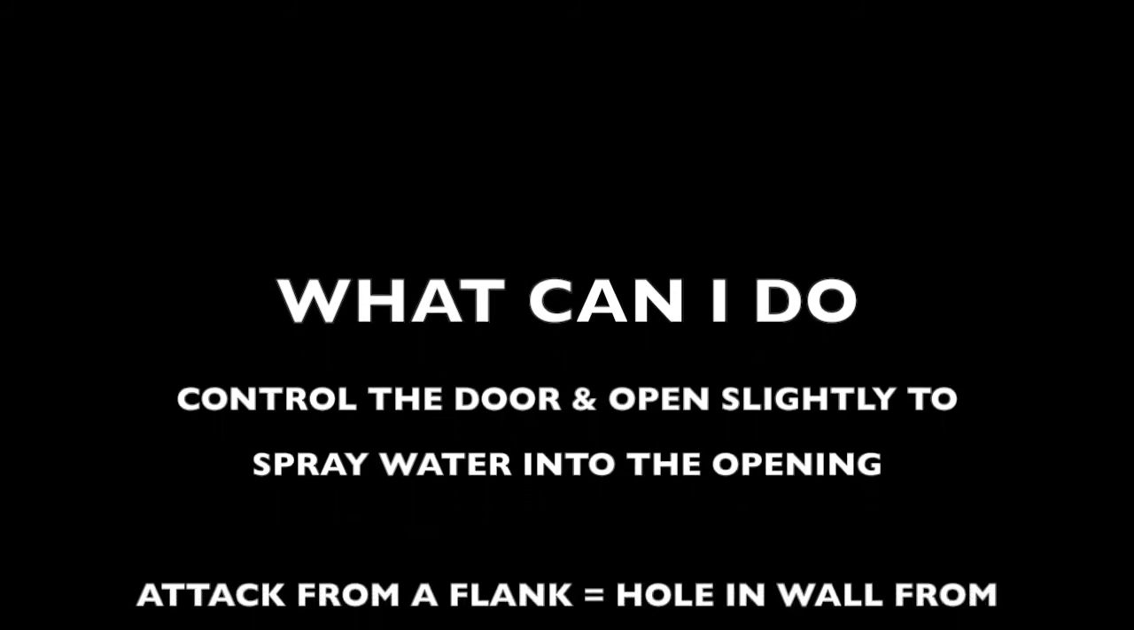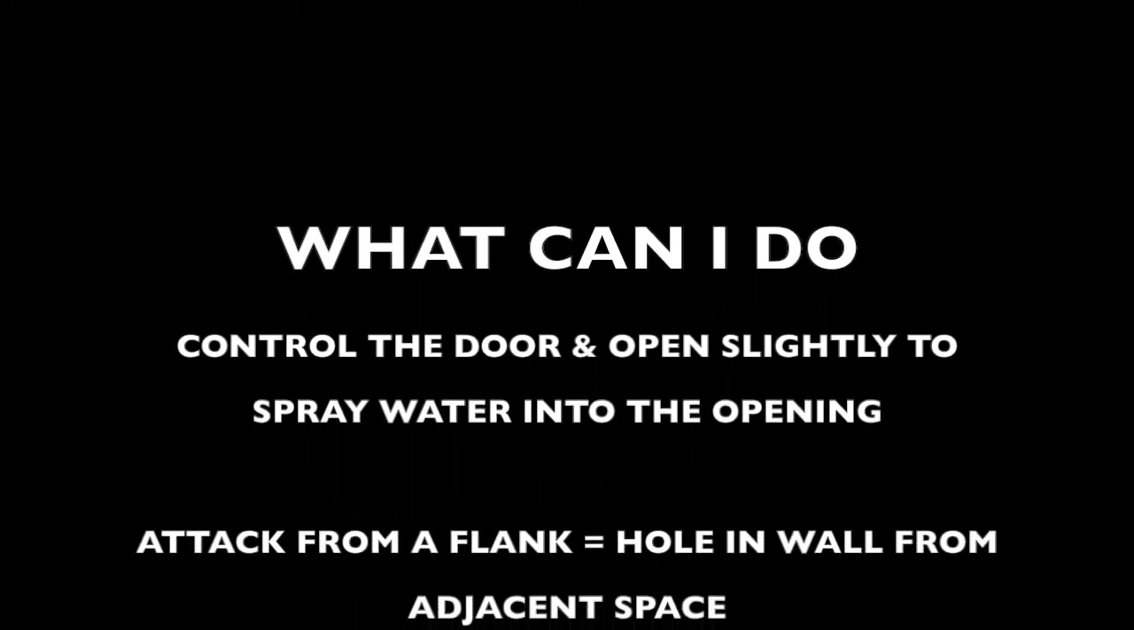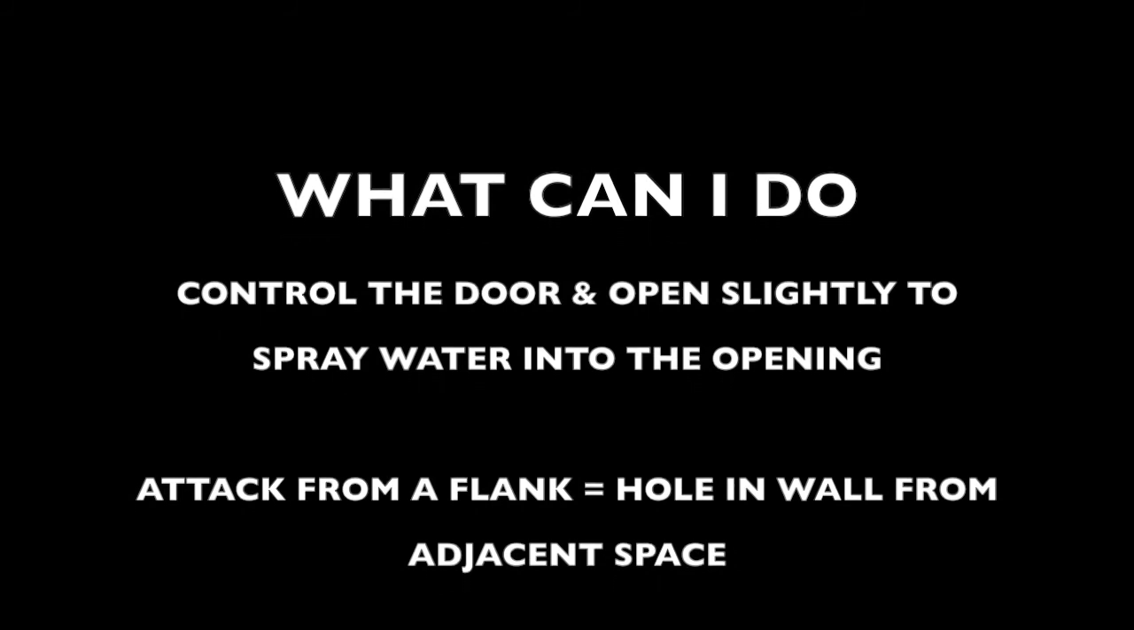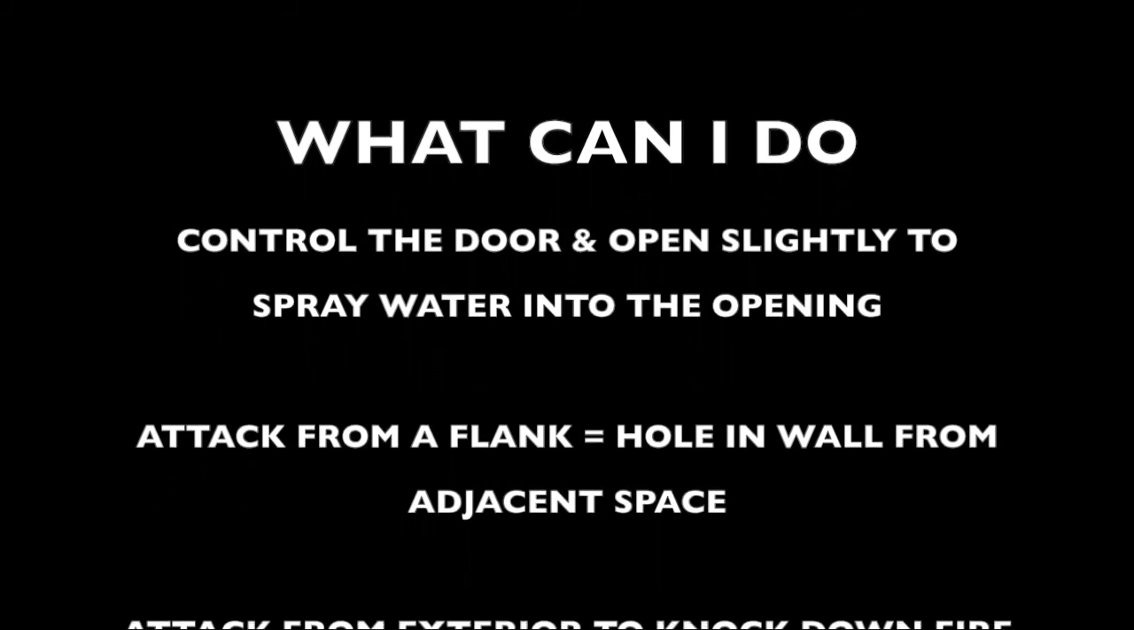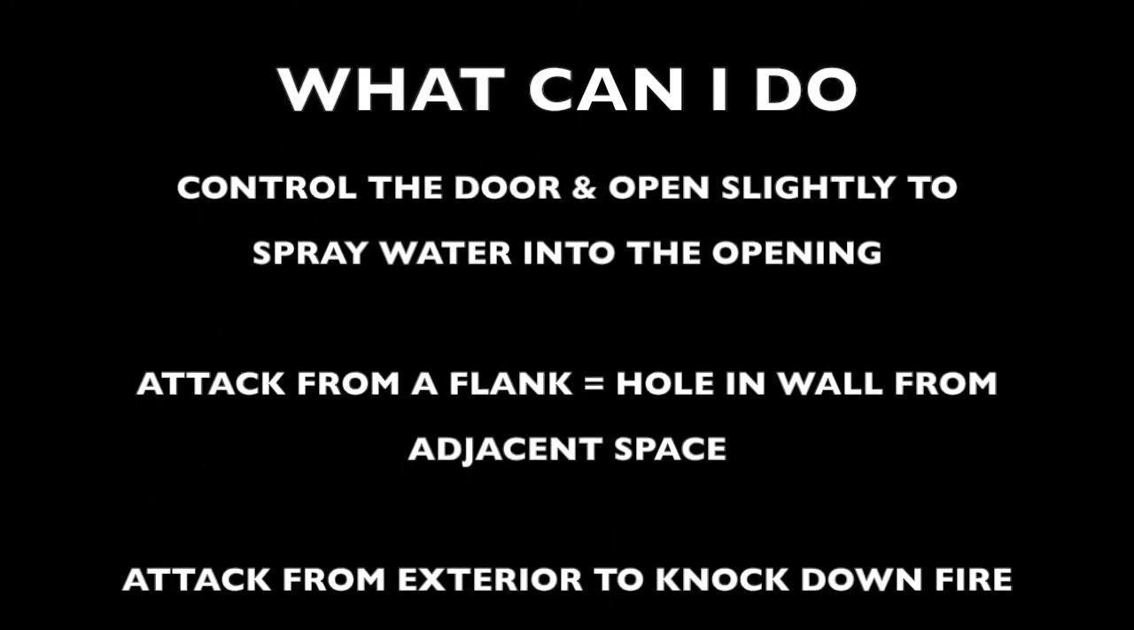So what can we do if we encounter wind-driven conditions at a fire? We can obviously control the door to the fire area. We could even open it slightly and spray water through that opening. The door may fail though, so use caution. You can attack from a flank, which would be an adjacent apartment or an adjacent space. Put a hole in the wall and operate your lines through that small hole in the wall from an adjacent space.